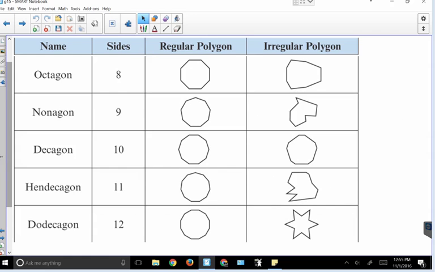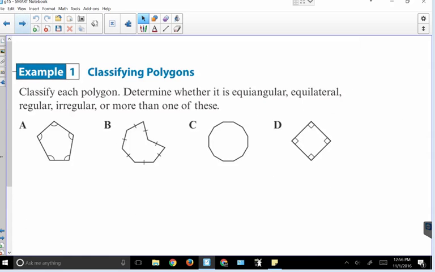All right, here we go. So, if I'm going to classify these, I need to determine whether it's equiangular, equilateral, regular, irregular, or more than one of these.